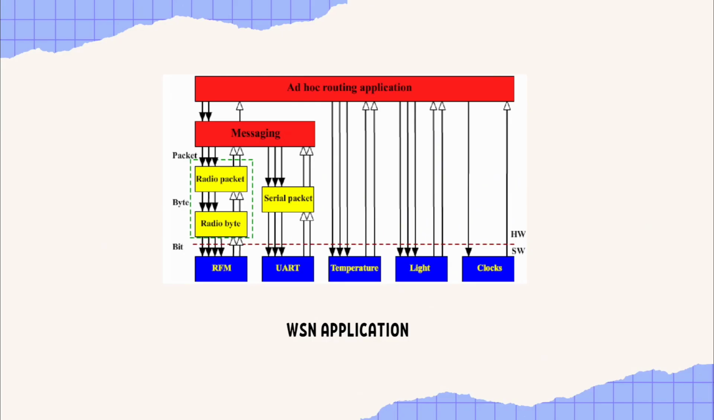As for the diagram, this one is for the WSN application. So, as I explained before, TinyOS enables sensor nodes to collect data from the environment, such as temperature, light, etc. Then, this data will be transmitted wirelessly, in this case to ad hoc routing.